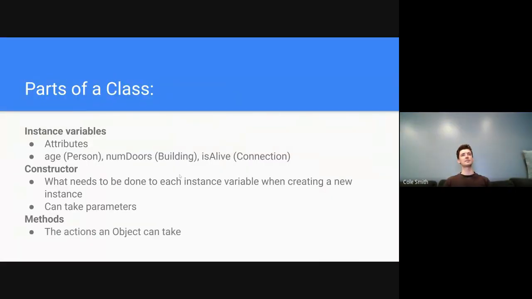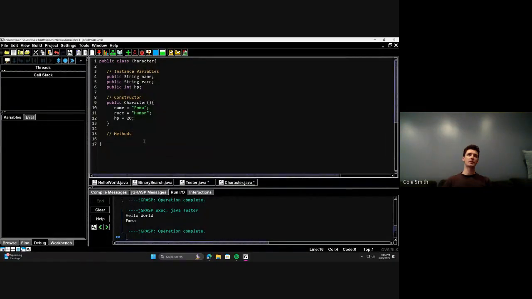But we can definitely add methods. Methods are basically the actions that an object can take, right? And they can take parameters as well. So for example, I might define a method that allows me to take damage, right? And I need to know how much damage. I'm going to define this as if I'm taking some amount of damage, I'm just going to say HP equals HP minus damage to take, right?